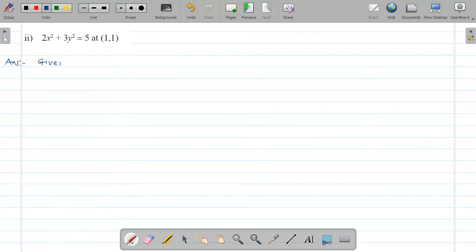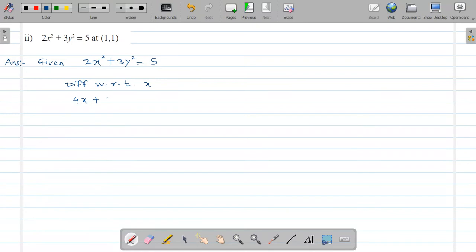First of all, take the curve, that is 2x square plus 3y square is equal to 5. Now differentiate this with respect to x, both sides. Now take the derivative of 2x square: 2 as it is, derivative of x square is 2x, so we get 4x plus. Now here we have to take the derivative of 3y square: 3 as it is, and derivative of y square will be 2y dy by dx. So that's why it is 3 times 2y dy by dx.